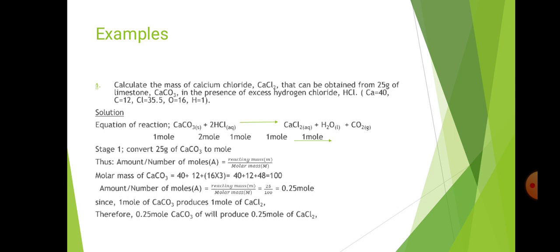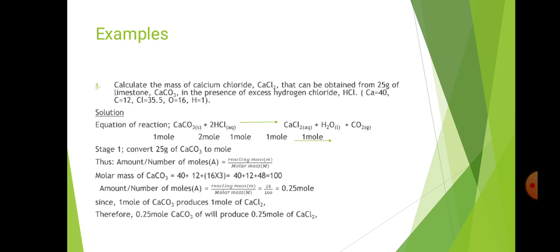Now, let's look at the equation of the reaction. We have calcium carbonate reacting with hydrochloric acid. When calcium carbonate reacts with hydrochloric acid, three products are formed: calcium chloride, water, and carbon dioxide. If you look at the stoichiometry of the reaction, you will discover that 1 mole of calcium carbonate reacts with 2 moles of hydrochloric acid to give 1 mole of calcium chloride, 1 mole of water, and 1 mole of carbon dioxide.